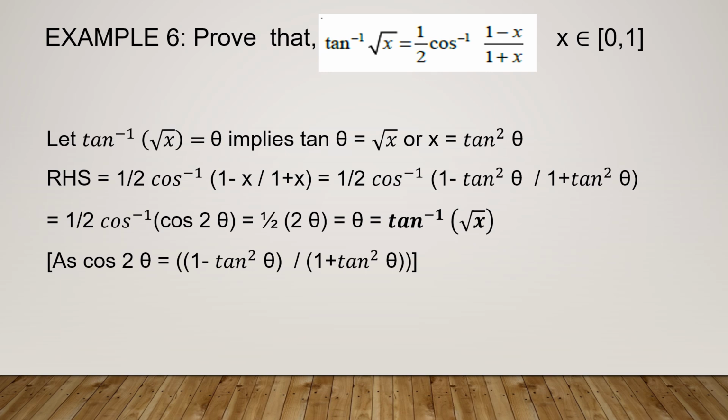Our right hand side, it will be easy to go from the right hand side to the left hand side. So let us simplify that. Right hand side is half of cos inverse of 1 minus x upon 1 plus x. So that is equal to half of cos inverse of, x is tan square theta, just put the values. Now again use the identity.